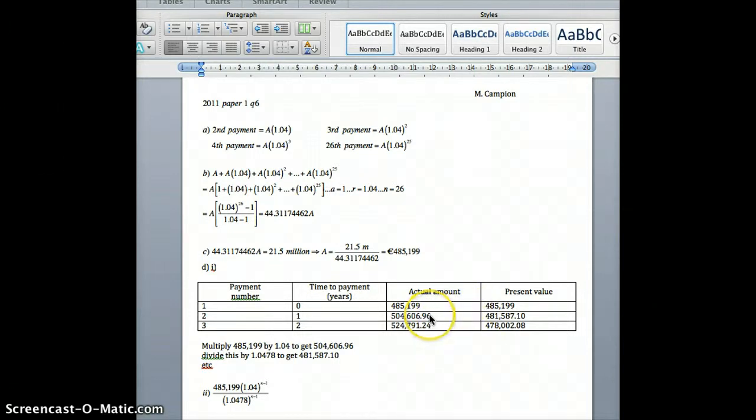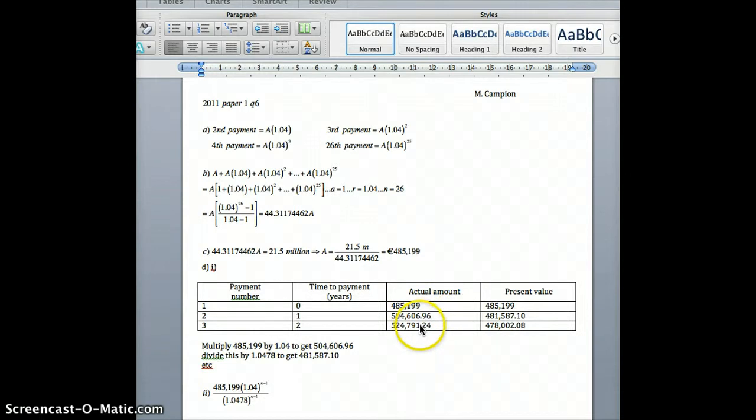The second payment is at the start of the second year, and that's going to be A by 1.04, which is 485,199 multiplied by 1.04, which is 504,606.96. That's the value in a year's time, though. And then for the present value of that, you had a different percentage for working out present values given in the question as 4.78. So if you divide your 504, etc., by 1.0478, you get this figure here.